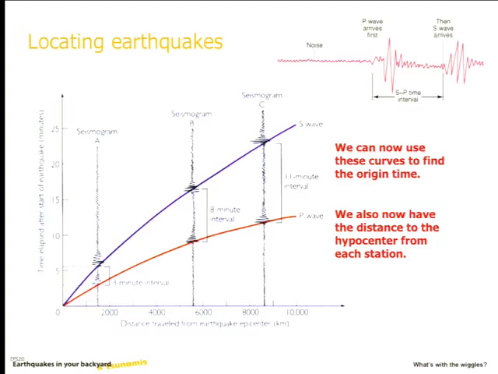All right? And we go to our second seismogram and we measure the S minus P time, and it's 8 minutes. We come to this plot and we find that this is the distance, about 5,500 kilometers, where the difference is 8 minutes. Right? So on and so forth. So we do this for all of our seismograms, and now based on the S minus P time, we know how far each of the stations is from the epicenter of the earthquake.